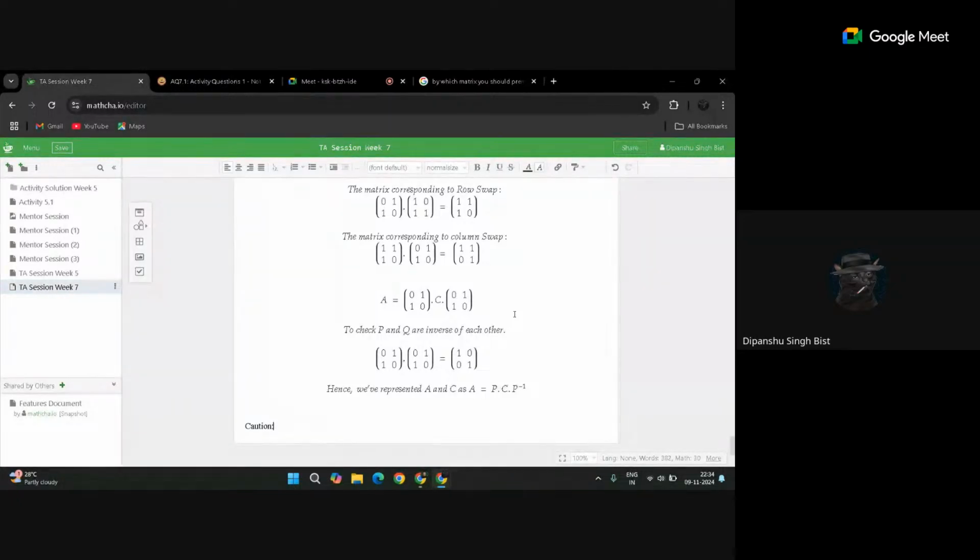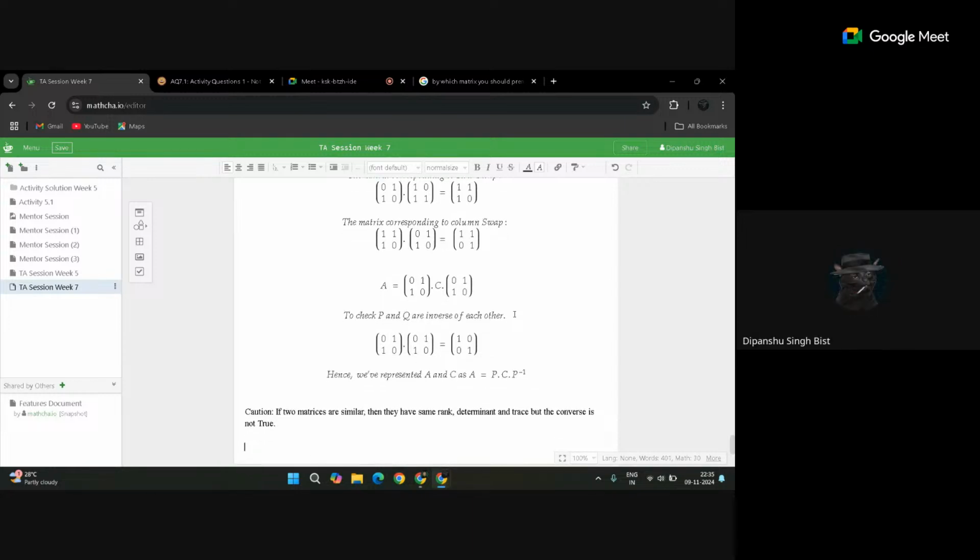One caution: if two matrices are similar, then they have the same rank, determinant, eigenvalues and trace, but the converse is not true.